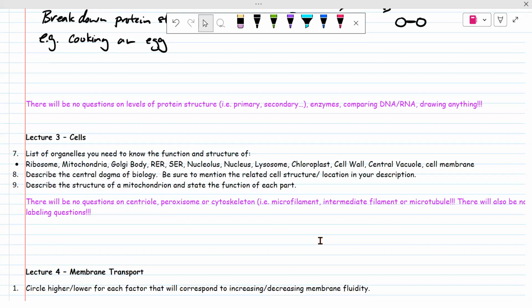And I will give you a word bank to choose from as well. Previously, people didn't see the word bank, but this time I use font 25, so you can't miss it. Take advantage of the word bank. But these are the only ones you have to know. You don't have to know centrioles, peroxisome, or the cytoskeleton, which I know you don't like. And there's no labeling either. Done. Moving on.